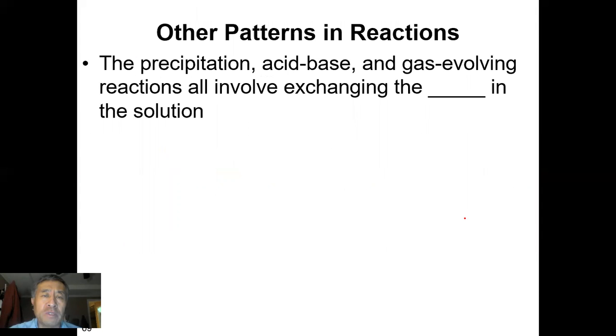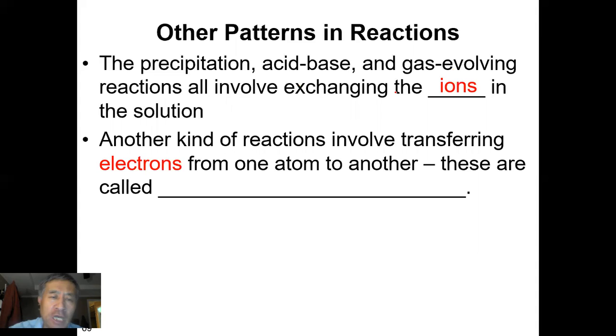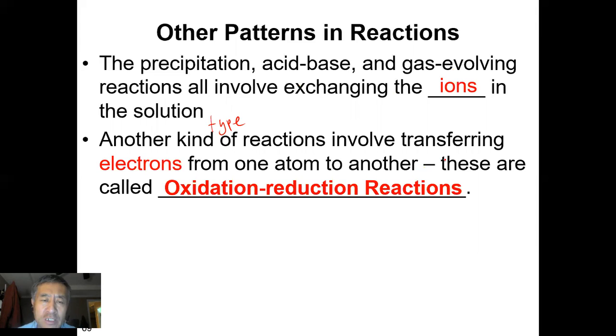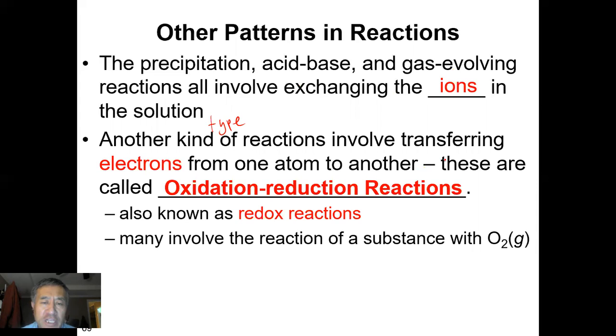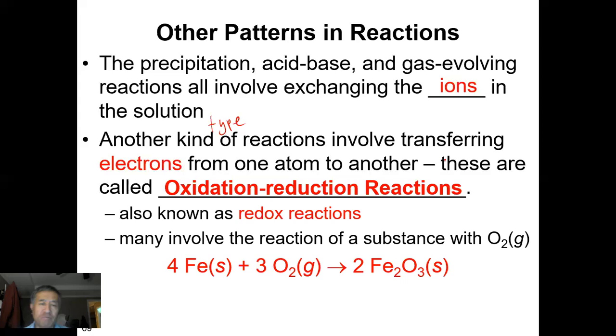Right. So the other pattern in reactions is the so-called redox. So far we learned precipitation, acid-base, and gas-involving reactions, all involving exchanging the ions in solution. Another type of reaction involves transferring electrons from one atom to another. These are called redox reactions, or oxidation-reduction reactions. Many involve the reaction of a substance with O2 gas. One example is Fe metal reacting with O2, which is what you don't want because that produces rust.